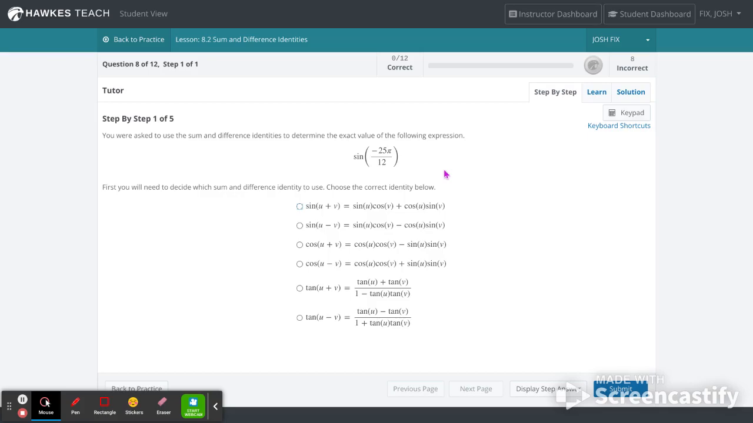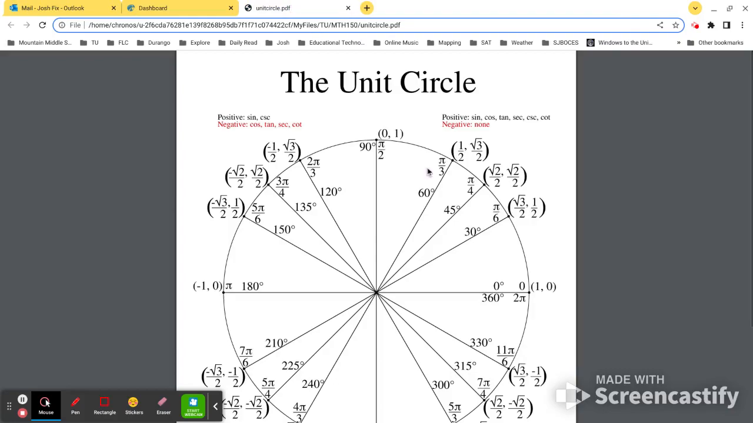And the reason is because if I think about this as negative 25 pi over 12, so let me grab my pen. As a little side note, if I convert that to degrees, that'd be negative 25 pi over 12 times 180 over pi. Plug that in our calculator and we find out that that is negative 375 degrees.